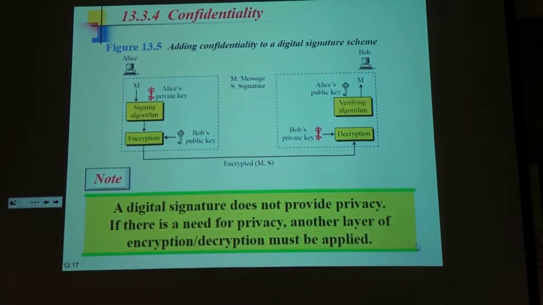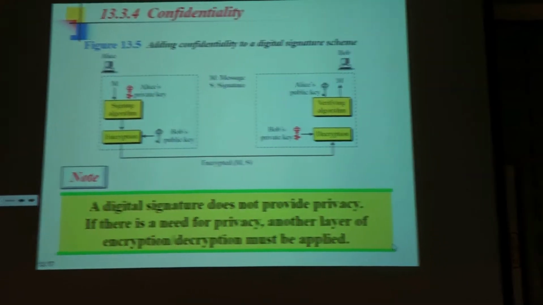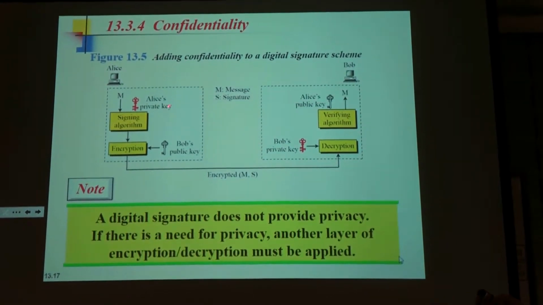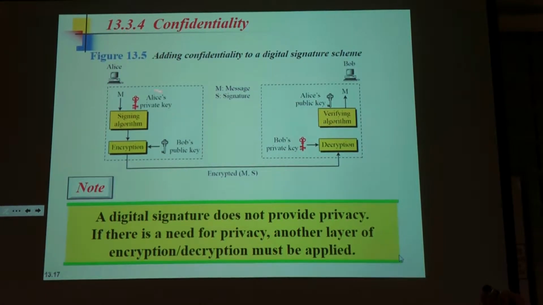Now we'll come to confidentiality. I mean, that's your question, the message. So look at what you're doing here. You have the message, all right? So we use Alice's private key to sign it. And then the message will come in here. We encrypt it with whose key? Bob's public key.